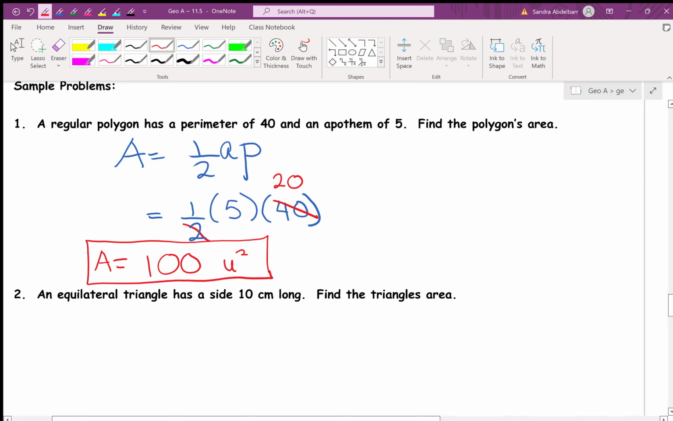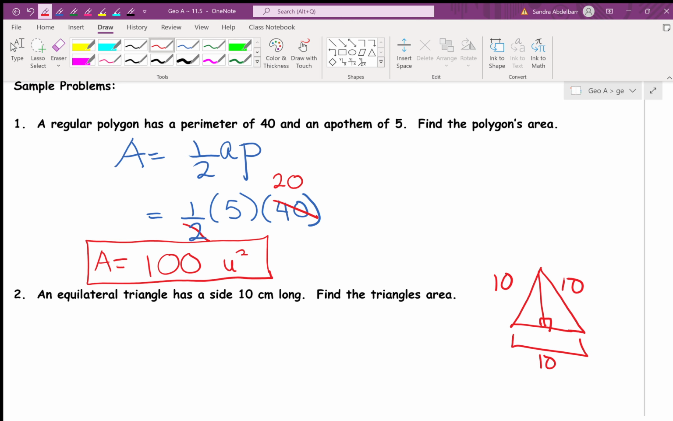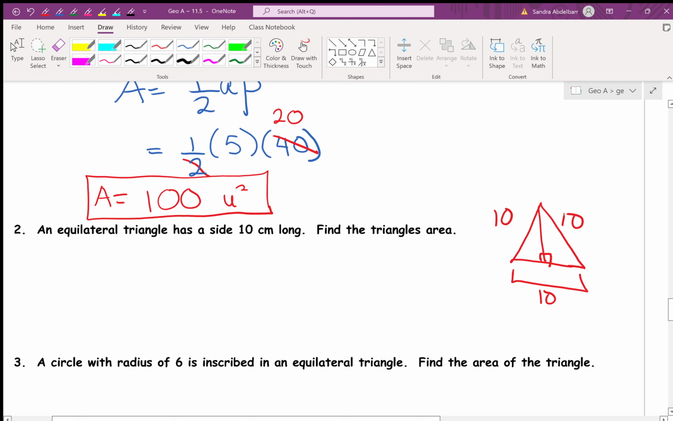All right, number 2. It says an equilateral triangle has a side 10 centimeters long. Find the triangle's area. So in the past, we would have drawn a diagram and we would have said 10 and 10 and 10. And then what would we have done? Have to draw down an altitude. Is that still acceptable? Yeah, it's absolutely still acceptable. But now we found a way to make it a little shorter. What have we found? We found the formula for the area of an equilateral triangle. Area equals side squared over 4 root 3.